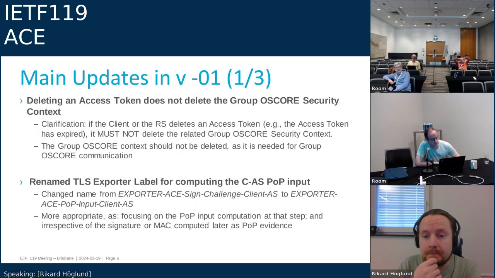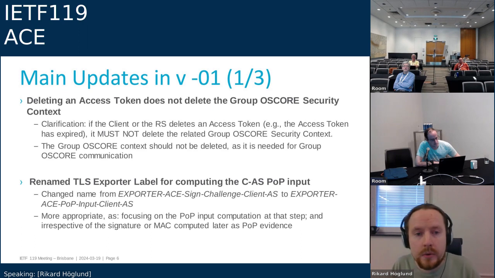Next slide, please. And yeah, to go into some of the updates we did in version one, we clarify that if an access token is to be deleted, for instance, because it has expired, that does not mean that the actual Group OSCORE security context should be deleted, because that came from a separate entity, typically from a group manager, and that should be pre-existing before you even got the token. So deleting the token should not mean deleting that context, because that context is needed for a possible other Group OSCORE communication that can be ongoing in the group.